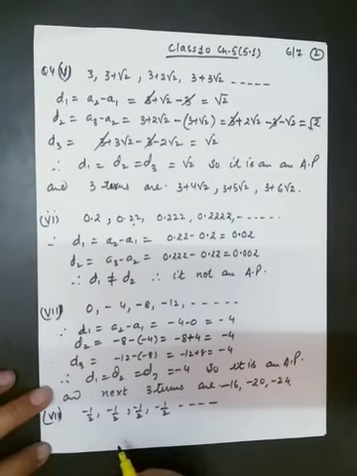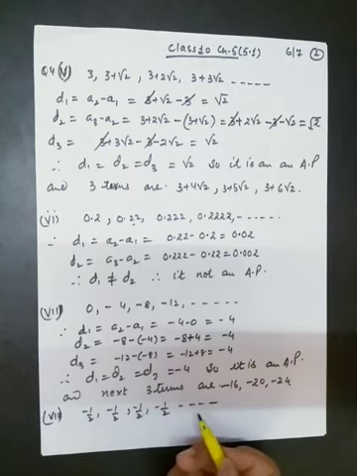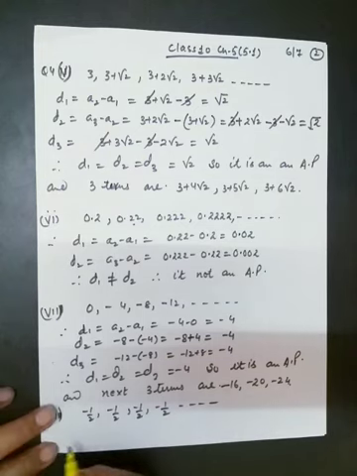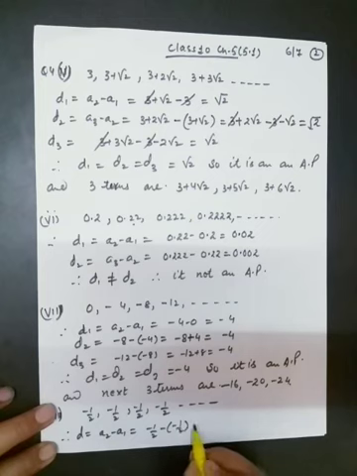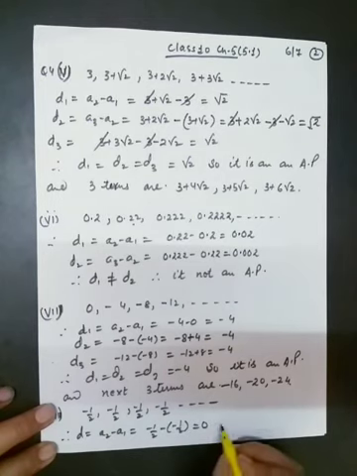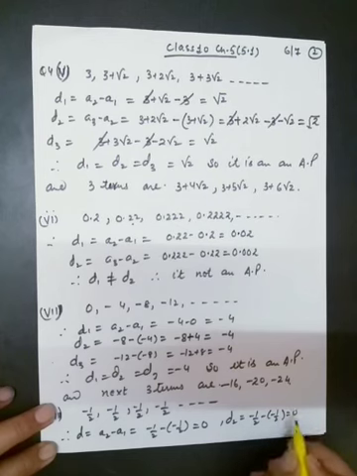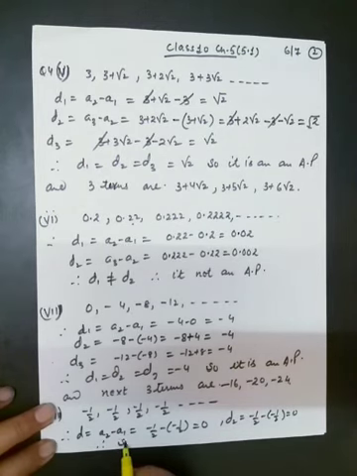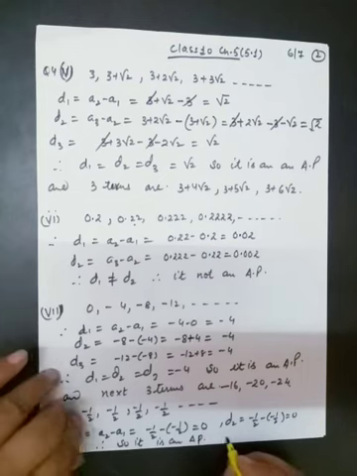In the next part, each term of the given series is -1/2, -1/2, -1/2, -1/2. So it means all terms are the same. So therefore D1 is A2 minus A1, that will be -1/2 minus (-1/2), which is equal to 0. And D2 is also -1/2 minus (-1/2) is equal to 0. So it is an AP where the common difference is 0.